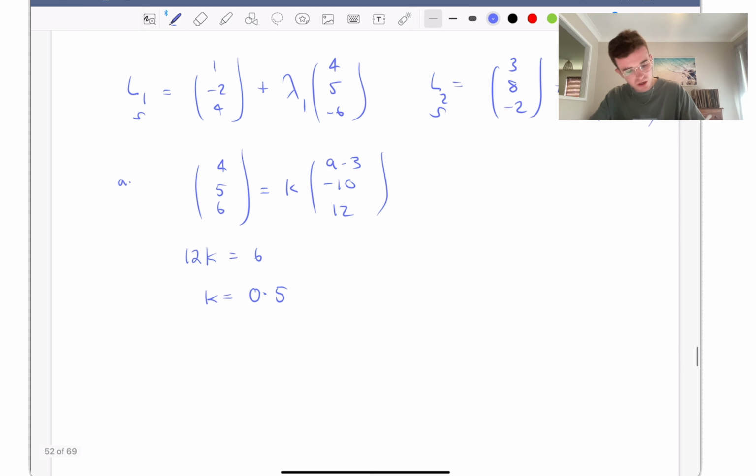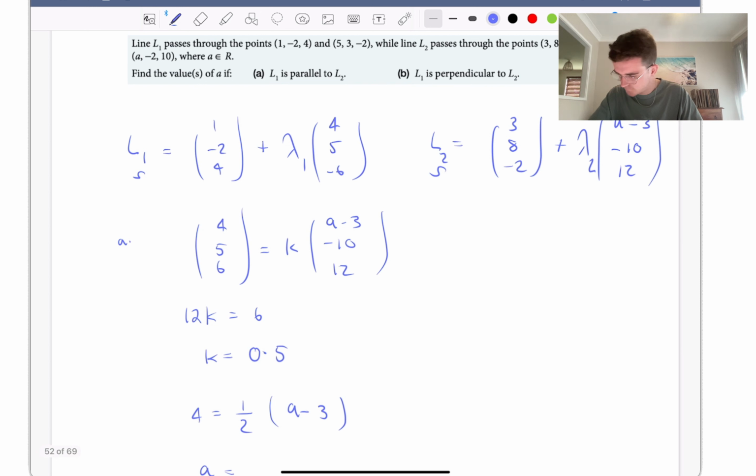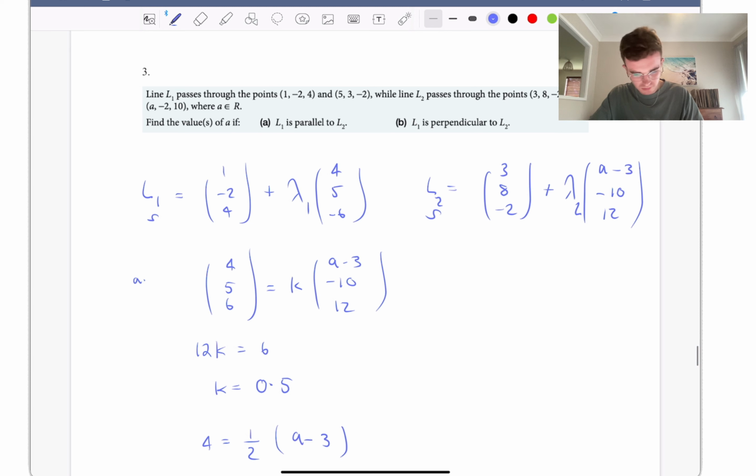So therefore, we know that 4 is equal to a half outside of a minus 3. So that means a is equal to 8 plus 3, so a is equal to 8. Oh, I think I've done something wrong. L1, we've got 5 minus 1 is 4, 4 on A minus 3, minus 2. No, I don't think I've done anything wrong. I'm just looking at my answers from before and it's different.